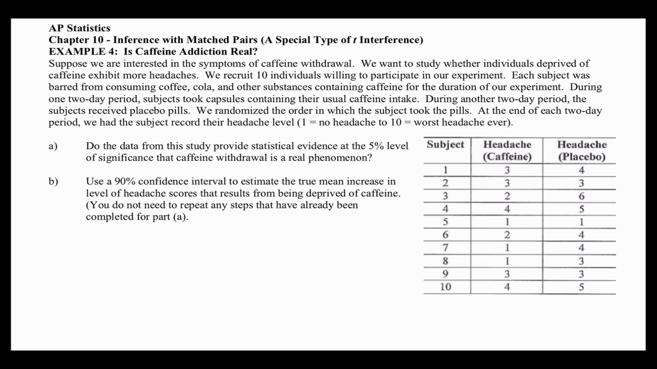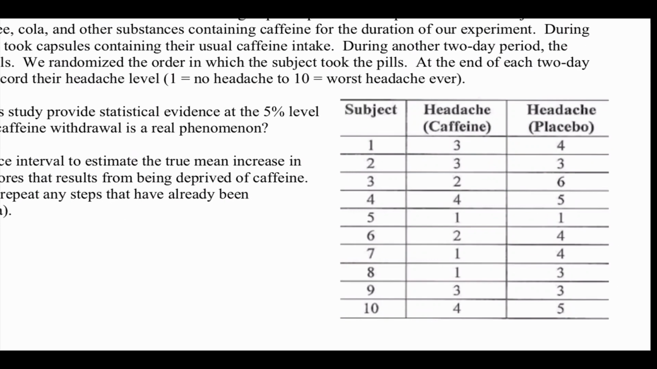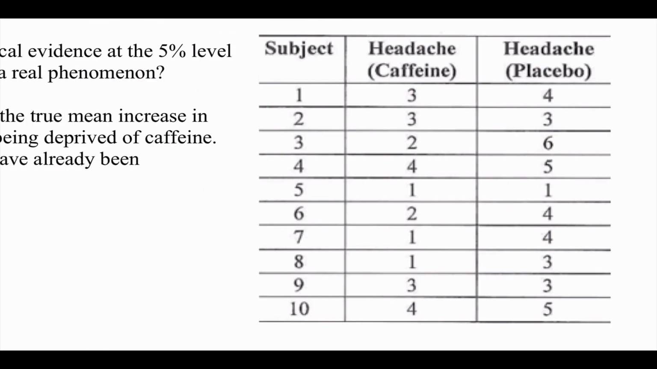Look at the data they gave us. So they want us to tell, do the data from the study provide evidence at the 5% level that caffeine withdrawal is a real phenomenon? So look at the data. How many sets of data are there? Right? 2 sample, right? It's got 2 sets of data. This is where students run into it. They see 2 sets of data and they're like, oh, it's 2 sample. Here's 1 sample. Here's the other sample. No, that's not what we're looking for. We're looking for a before and after thing.